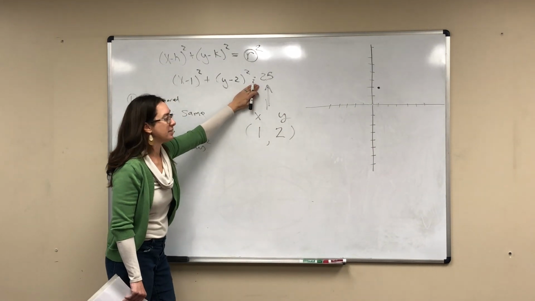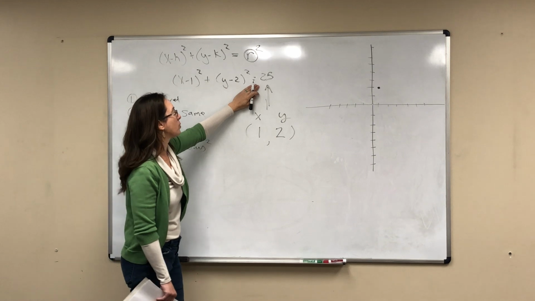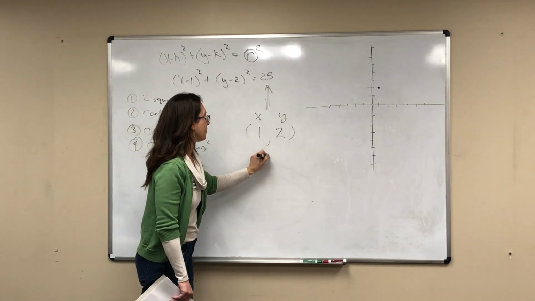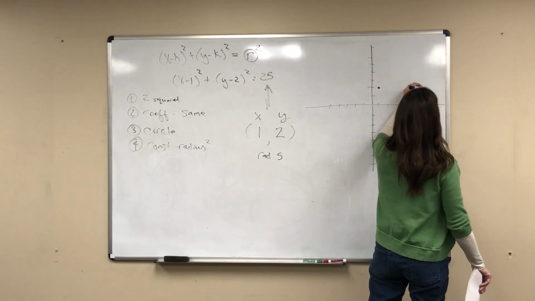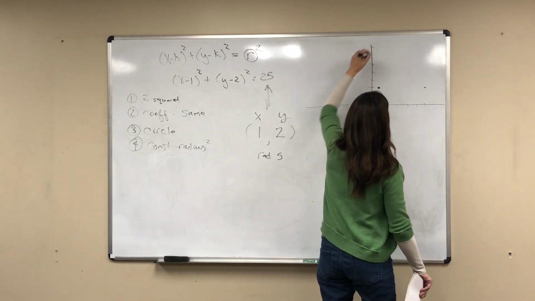And what is my radius? 5. The radius is 5. So then just count 5 out. So you would go 1, 2, 3, 4, 5. 5 in every direction.